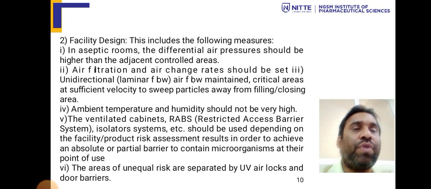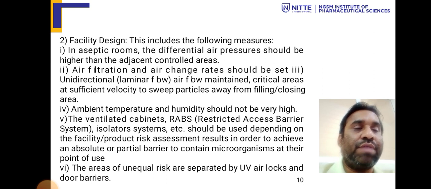This includes the following major aseptic rooms. Differential air pressure should be higher than the adjacent control room. Air filtration and changing rate should be set. Unidirectional laminar airflow should be maintained in critical areas at sufficient velocity to sweep particles away from the filling and closing area. Ambient temperature and humidity should be very low. Ventilated cabinets and restricted access barrier systems (RABS) should be maintained. Isolator systems etc. should be used depending on the facility.